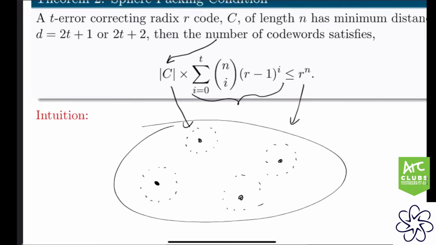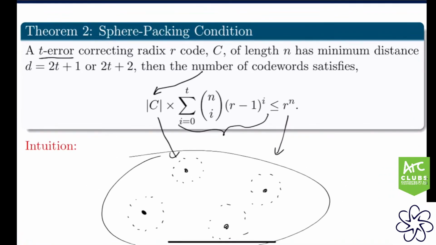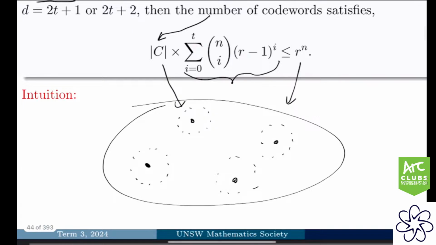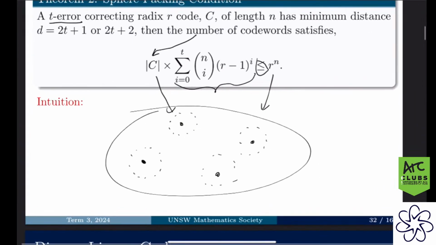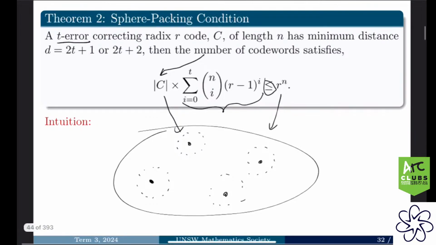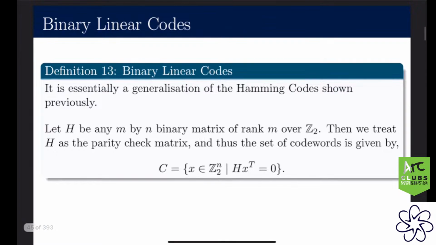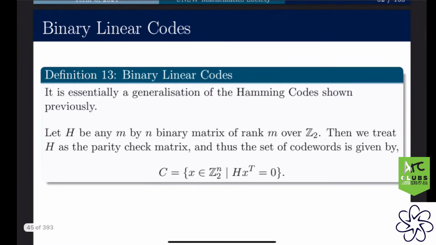Right? And we state that it's t-error correcting. So what it means is that for any other word that exists in a circle, we can correct it to the code word there. And we state the inequality just means that the corrections to the code words all must fit in R to the n. Great. Okay, moving on to binary linear codes.